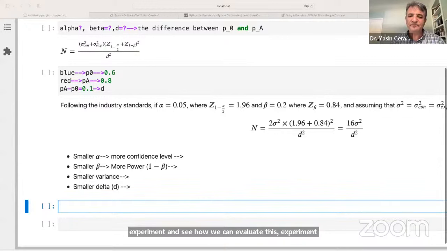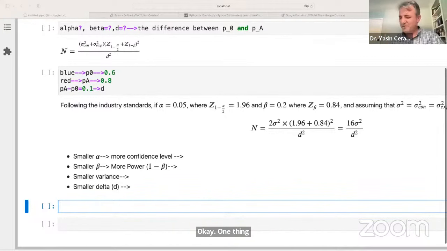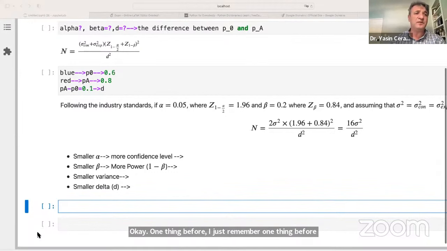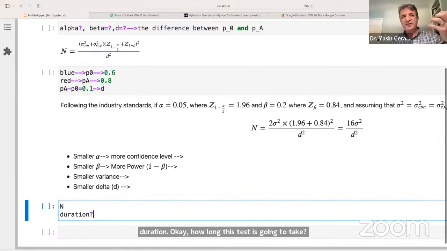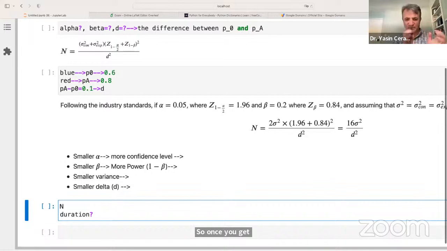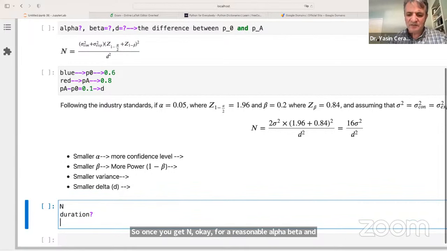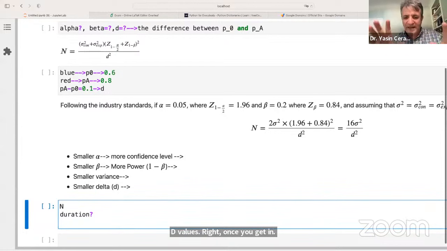One thing before we start evaluation. Let's say you get N number of people who are going to take this test. The next thing you are going to decide is duration, how long this test is going to take. Once you get N, for reasonable alpha, beta, and D values, the duration is simple, based on your experience with your business: how many people you are expecting to collect on a daily basis.